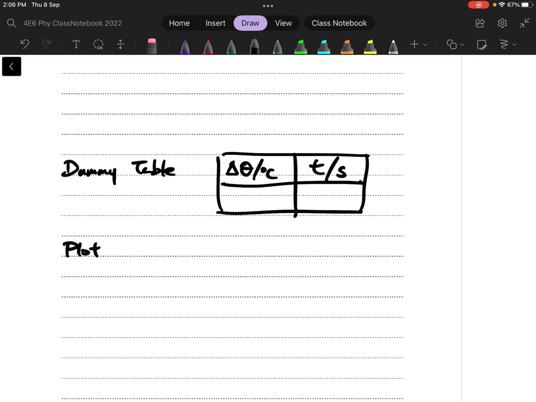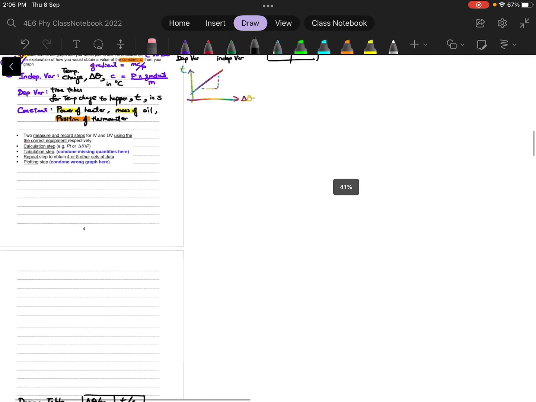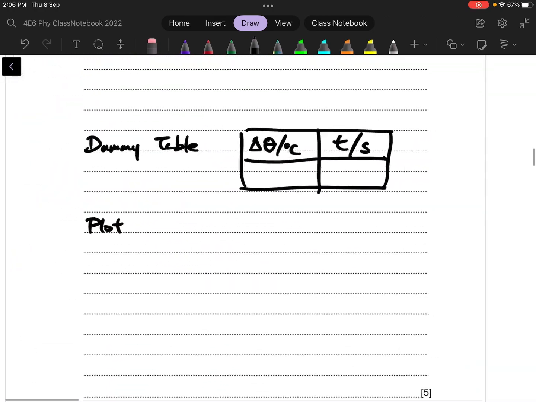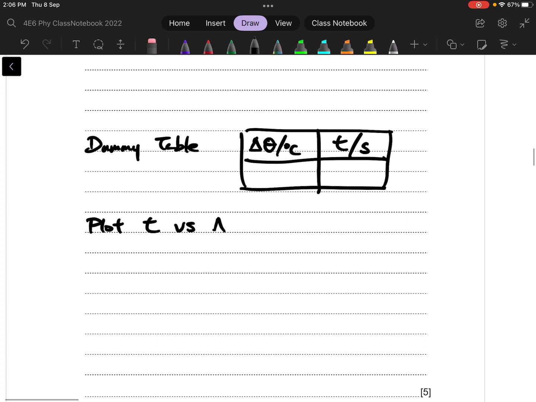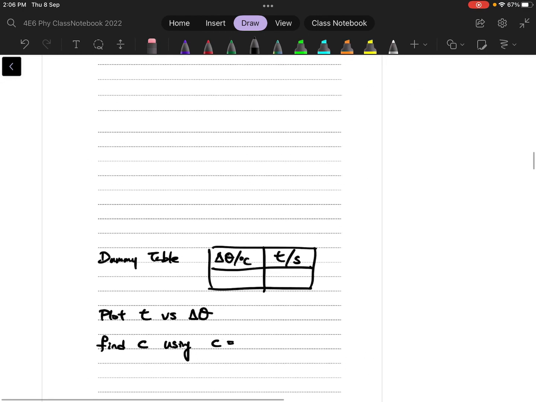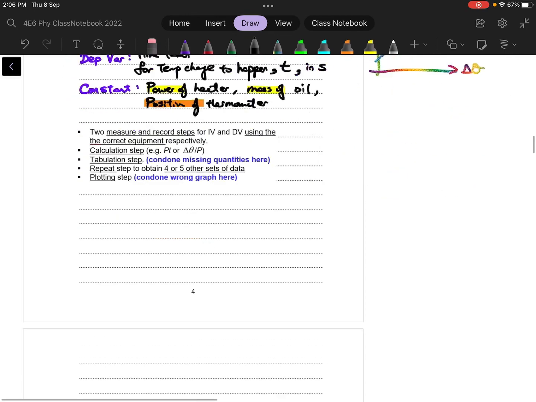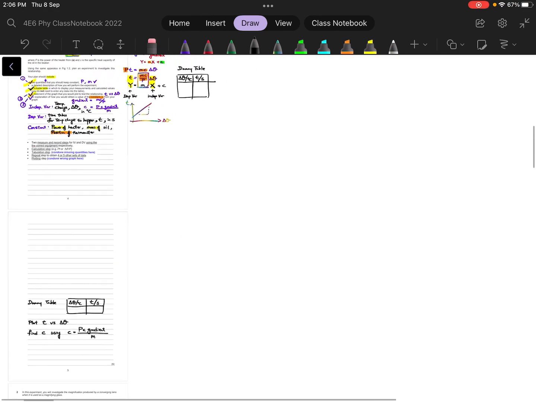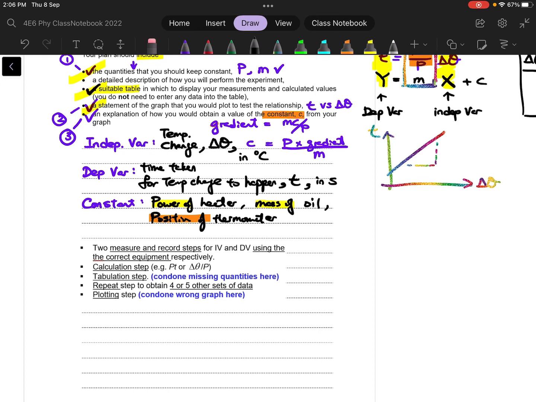So I will just say, maybe somewhere below here, I will just plot, in my case, T versus delta theta. I will plot T versus delta theta, right? Then after that, I will find C using C equals P times gradient over M. Okay, if I'm running out of time, I will just leave my design as it is like that, and I will just move on, right?